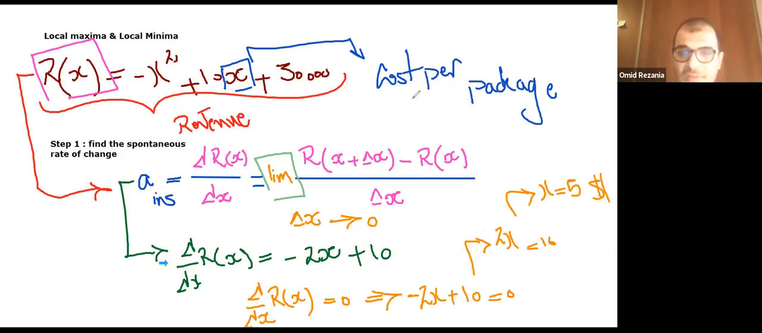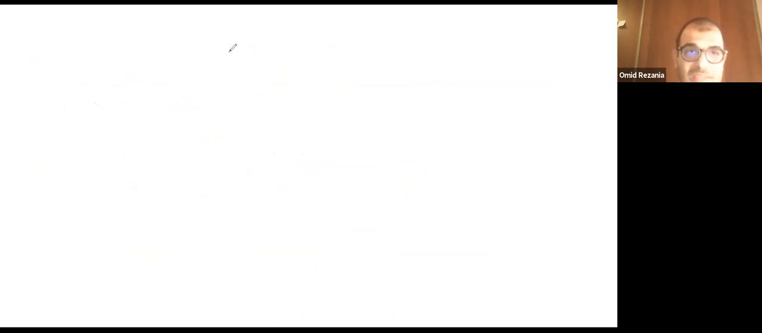Because x represents the cost per package, we assign a unit for that, which is going to be dollars, because the total revenue in the question is measured in terms of dollars. So we have x equal to 5, and it means that we are done with this step, and we go to the next page, to step number 2.